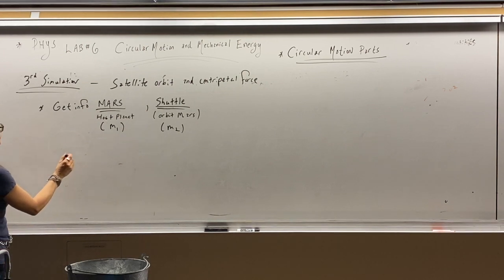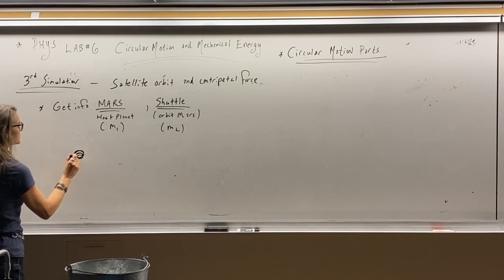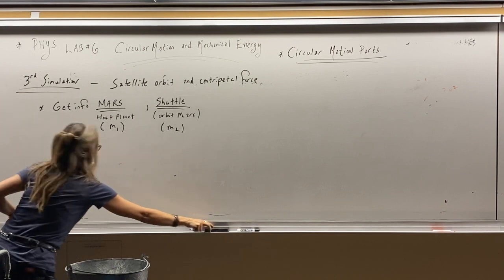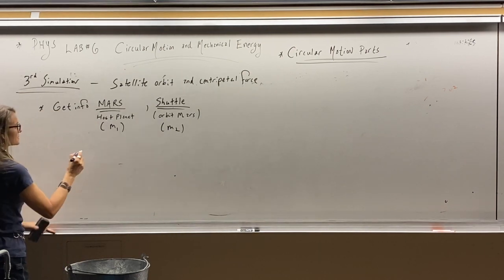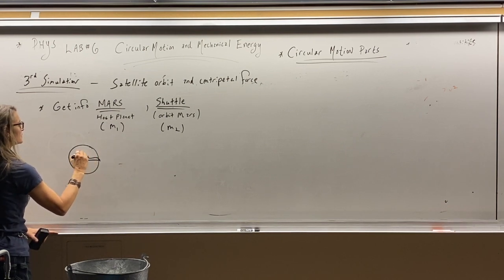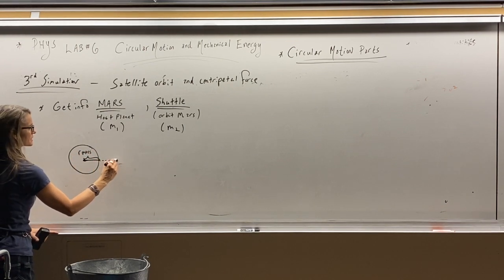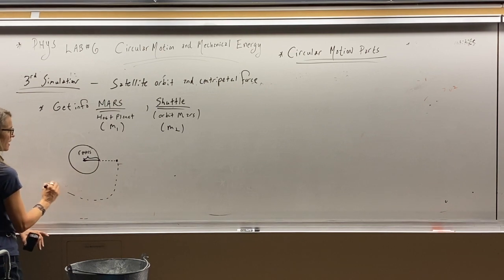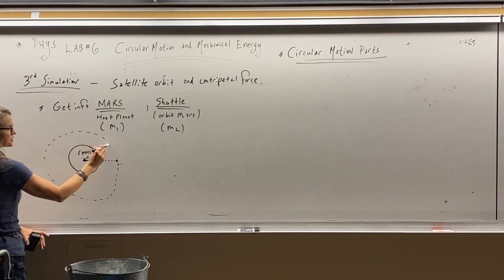So the idea is if you have a planet like Mars, you're going to have this huge, I'm going to draw this a little differently. You have a planet radius, you have the radius of Mars, that you're going to need to know, but you're also going to put this object in orbit high above the surface.